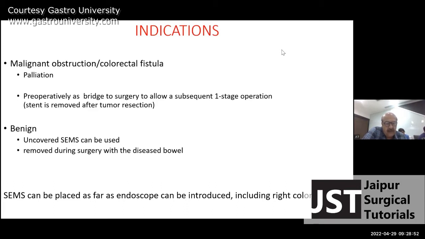In benign conditions, uncovered SEMS can be used. Again, it can be removed during surgery with the diseased bowel. SEMS can be placed as far as the endoscope can be introduced. It's easier with a distal obstruction, like in the rectum and sigmoid, but as you go proximal, to the transverse or ascending colon, the technique becomes a little more difficult. But if your endoscope is reaching there, under fluoroscopic guidance, you can deploy the stent.